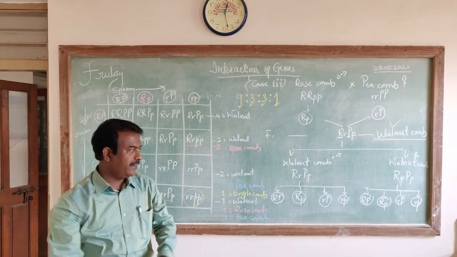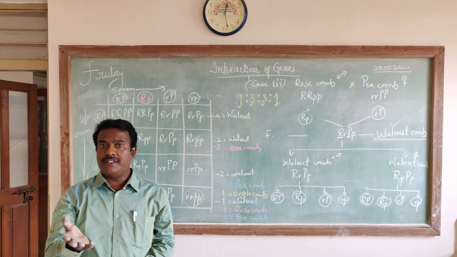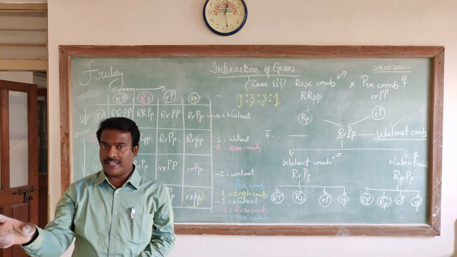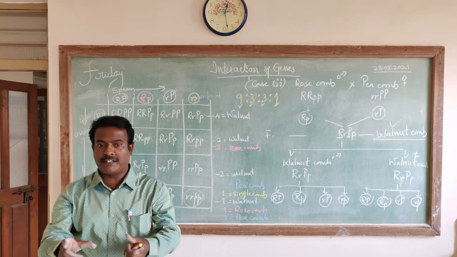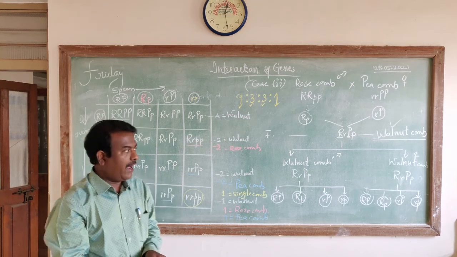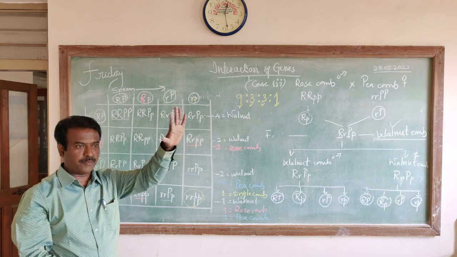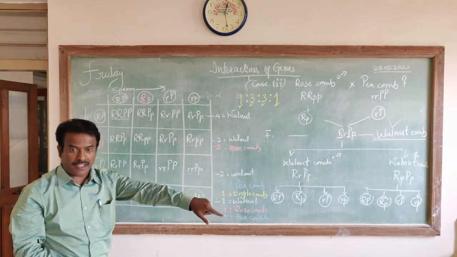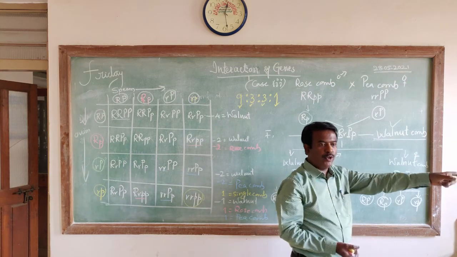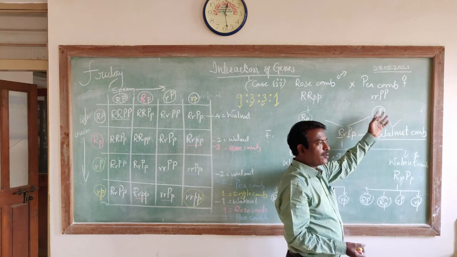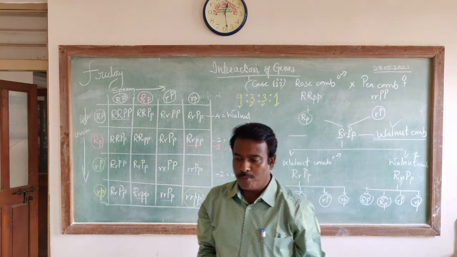Okay, and secondly, the ratio is like this, and the meaning or the statement for supplementary factors I already told you, and the example, that entire thing you have to explain, both. So I had put a question mark, and what you have to fill in that question mark is walnut comb. When do you get walnut comb? When you cross pea combed fowl with rose combed fowl.